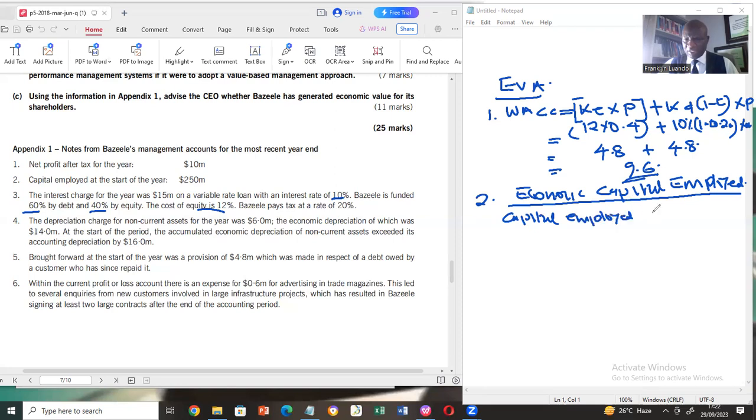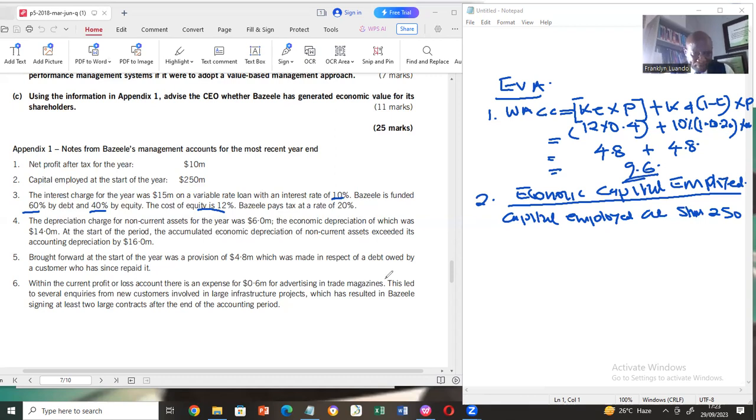Capital employed at start of year 250. So now adjustments, what could be the adjustments here? We can look at if we have any adjustments.